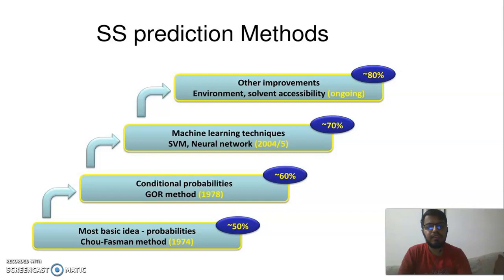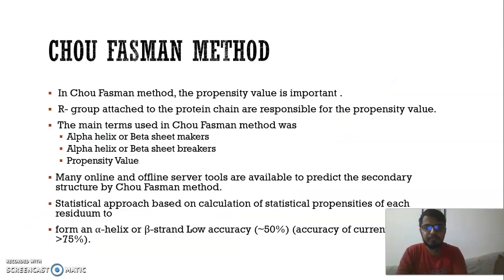With the latest improvements and environment based studies, we can predict the secondary structure with 80% accuracy.